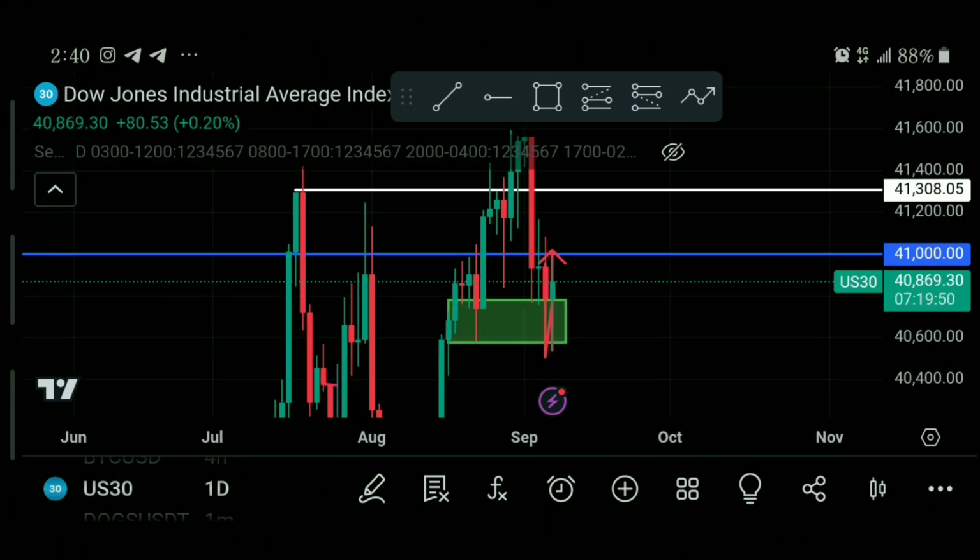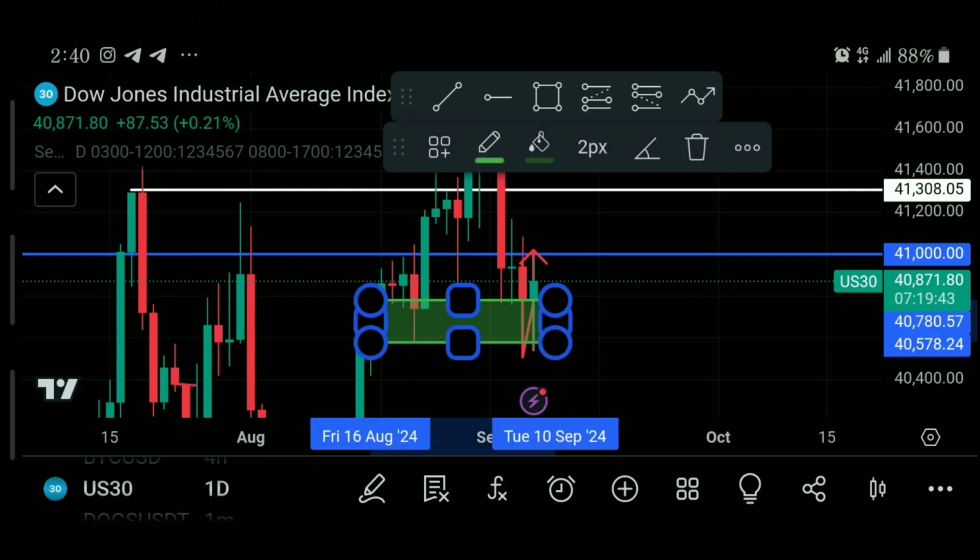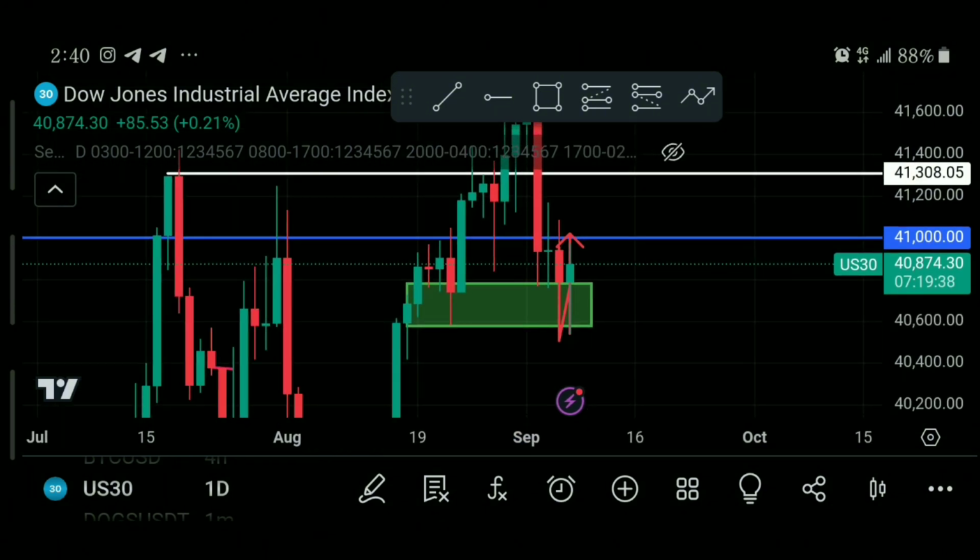So there was a short buy here. This was because the market came down to this area of support here, and you can see it was rejecting around that area and shot up.